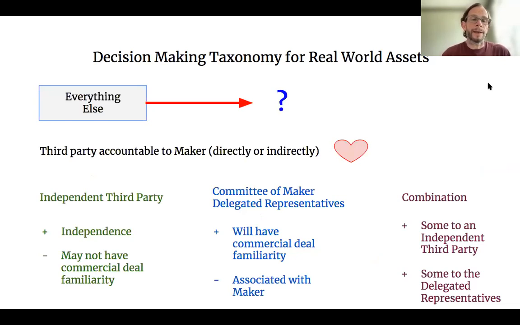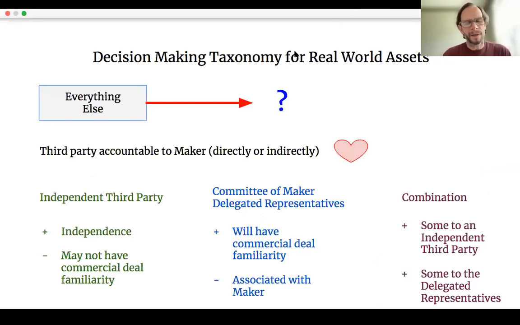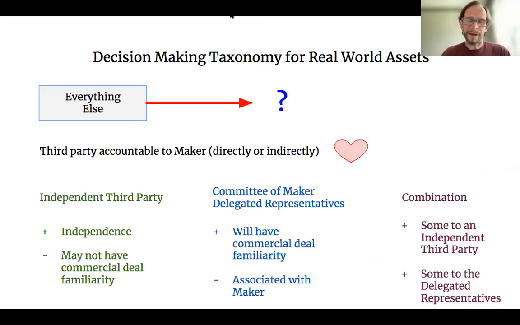So again, third party accountable to maker directly or indirectly. What are some potentials? These are not the only ways you could do it. Well, you could have an independent third party. The independent third party has the advantage of being independent. The independent third party may have some disadvantage in that they don't really know the commercial deal.